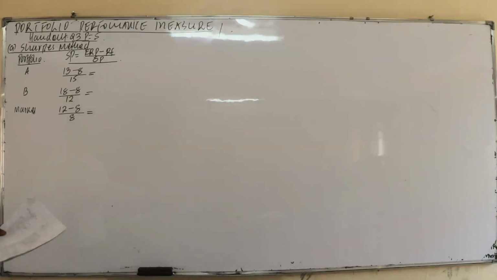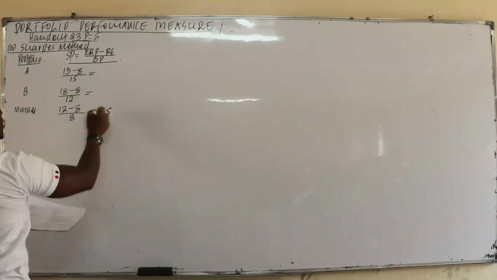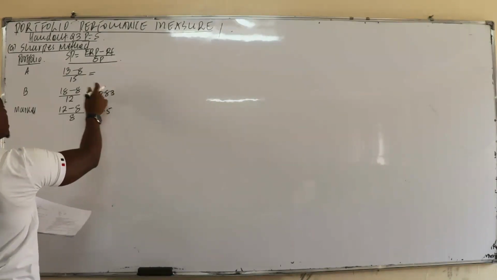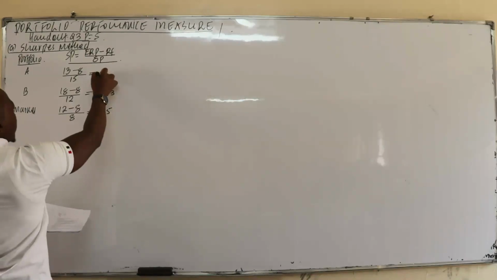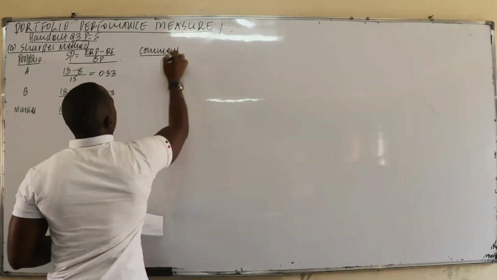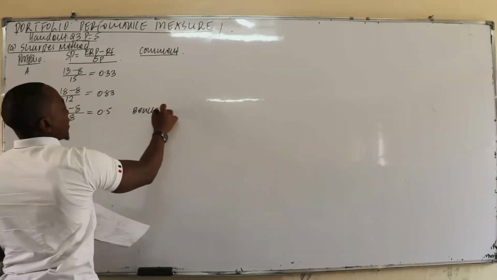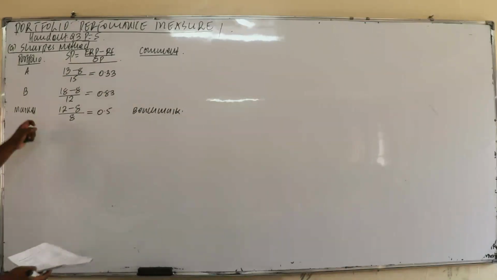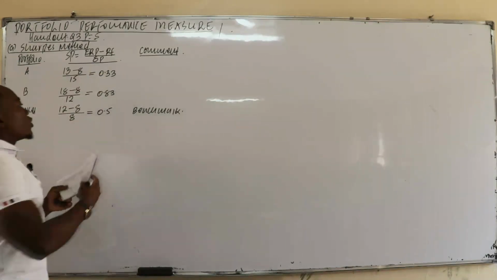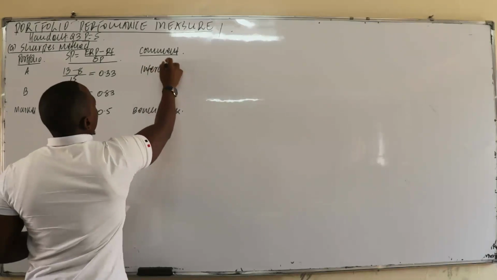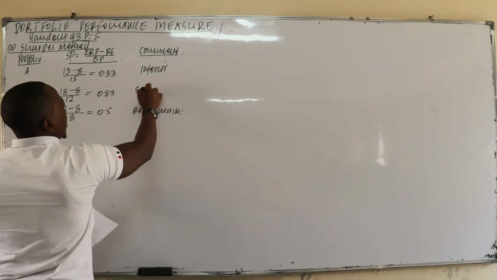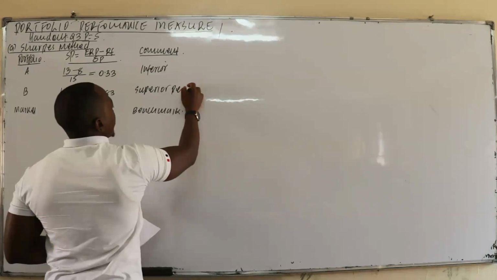So what do you have? This is 4 over 8, you get 0.5. 10 over 12 is 0.83. 5 over 15, that is 0.33, right? And then we comment, holding the market to act as the benchmark. The market is 0.5. Portfolio A, is it superior or inferior? This is inferior. B is 0.83, that means already above the market. So that shows there is a superior performance.